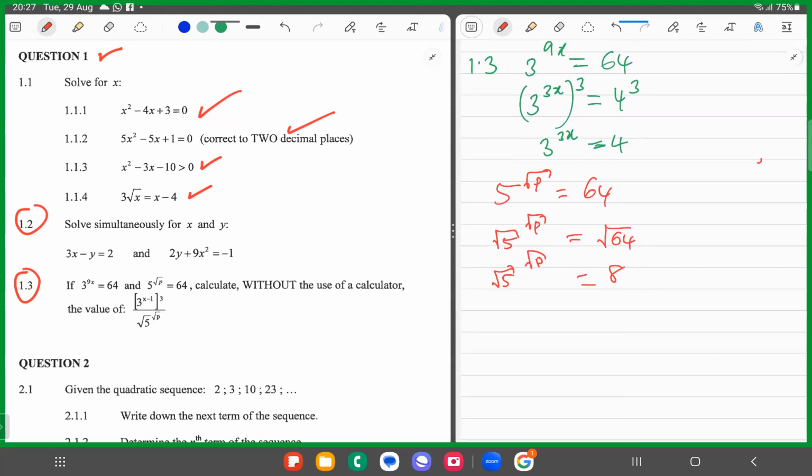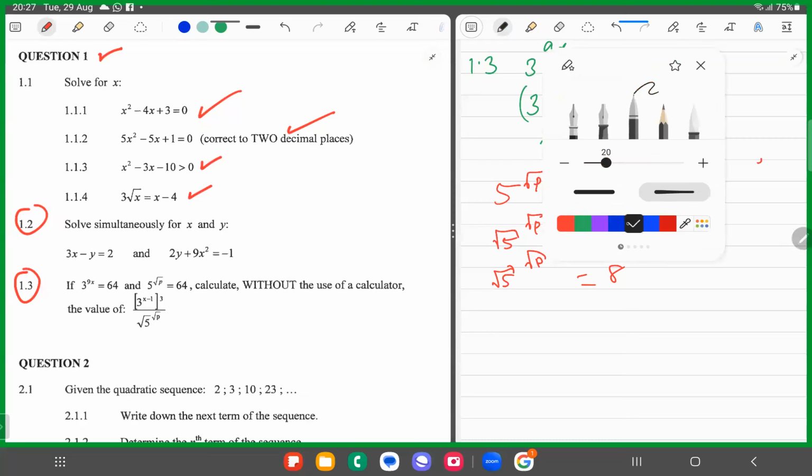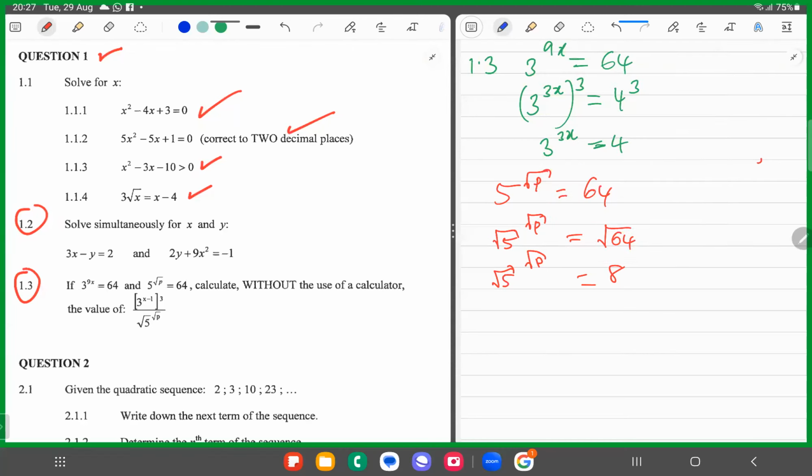Okay, right. Now, what is this? We're in business now. We just need to simplify what has been given to us. And so it follows therefore that we can write in a different color. We can choose blue. So this is the following: 3x minus 1, square root of 5, and then you raise square root of p.